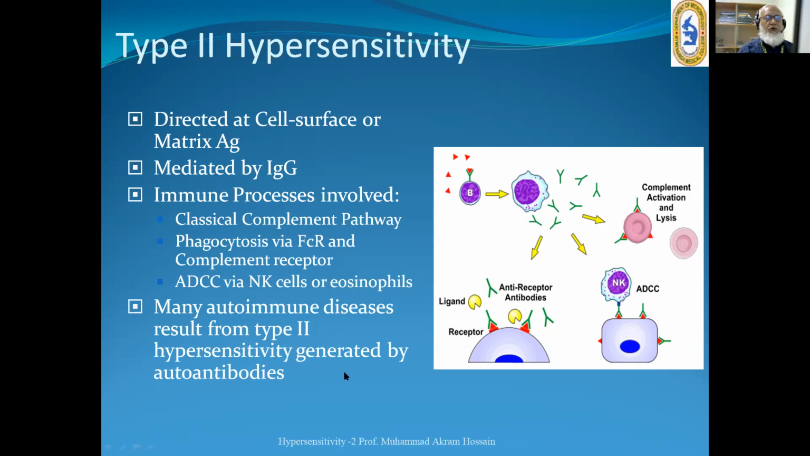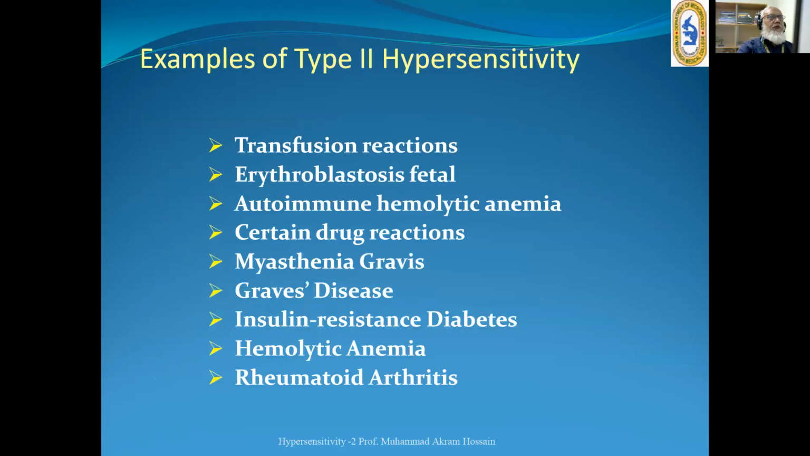A classical example is rheumatic fever. Examples of type 2 hypersensitivity diseases are transfusion reaction, Erythroblastosis fetalis, autoimmune hemolytic anemia, myasthenia gravis, Graves' disease, hemolytic anemia, rheumatoid arthritis.